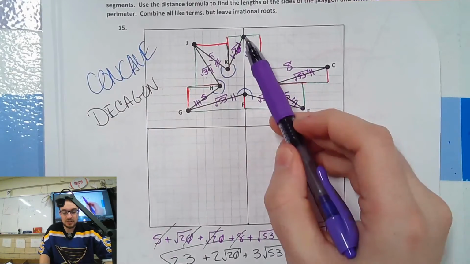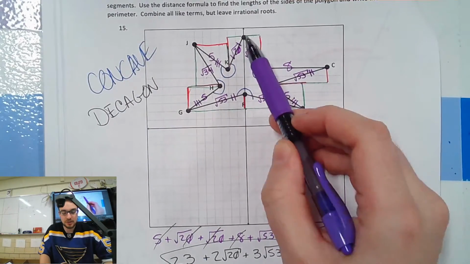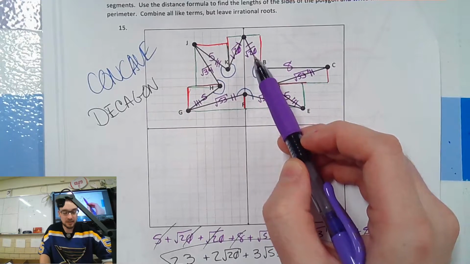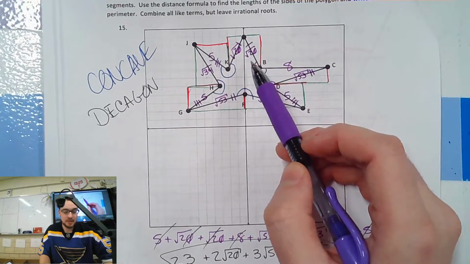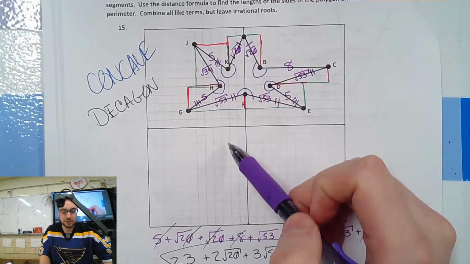This one's root 20 because it's 2 and 4. 4 squared is 16, 2 squared is 4. We add them up, root them, it's 20. 20 rooted is just root 20. And it matches this.